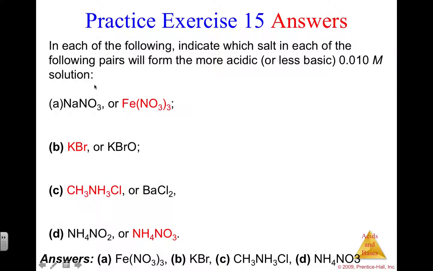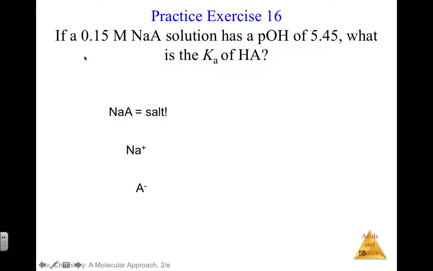So here, practice exercise 16. If a 0.15 molar NaA solution has a pOH of 5.45, what is the Ka of HA? Okay, things to think about. NaA is a salt. It's a generic salt. We know that Na+ is a cation, A- is an anion. We know how to think about the acidic and basic properties of a salt. I know that sodium does not affect the pH. Its pH is equal to 7, so we can ignore it. A- is the conjugate base of a weak acid. I know that because I'm asked to get the Ka of HA, therefore A- is a weak base.